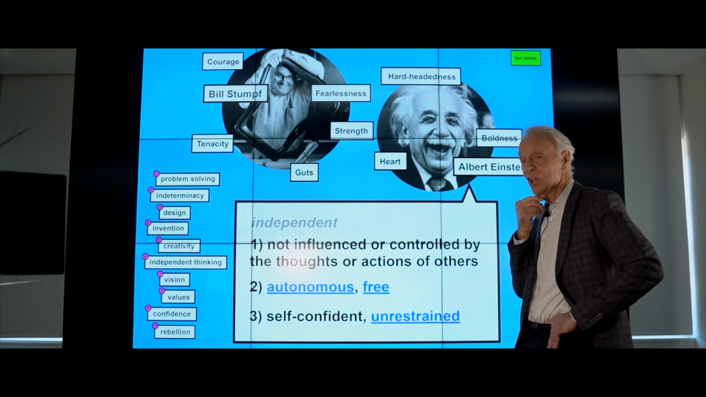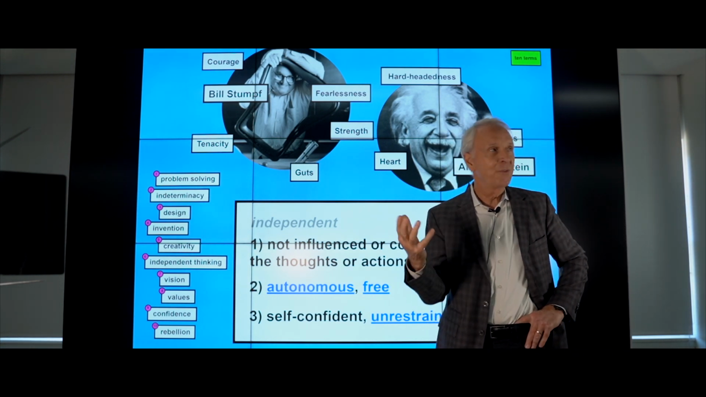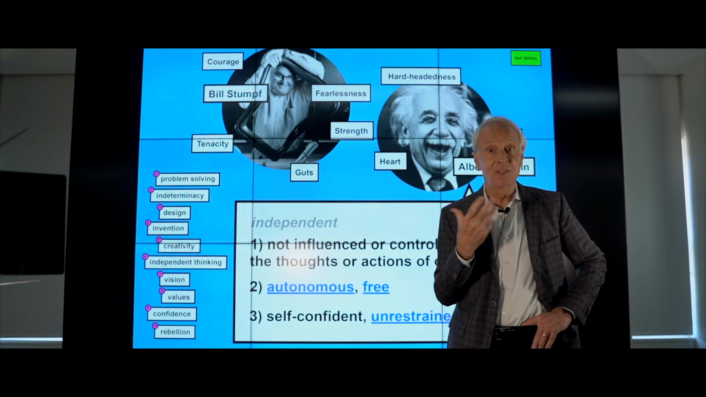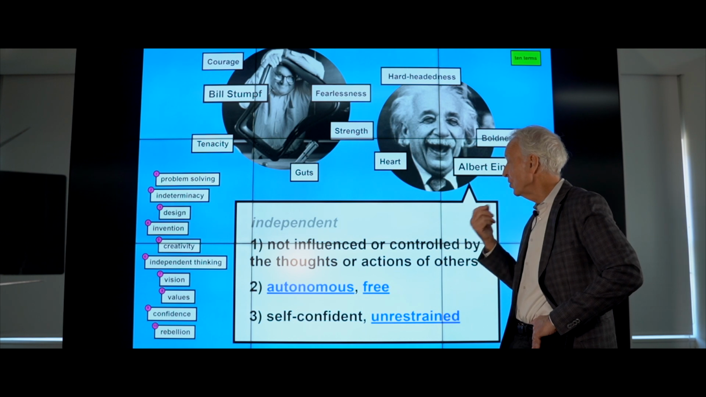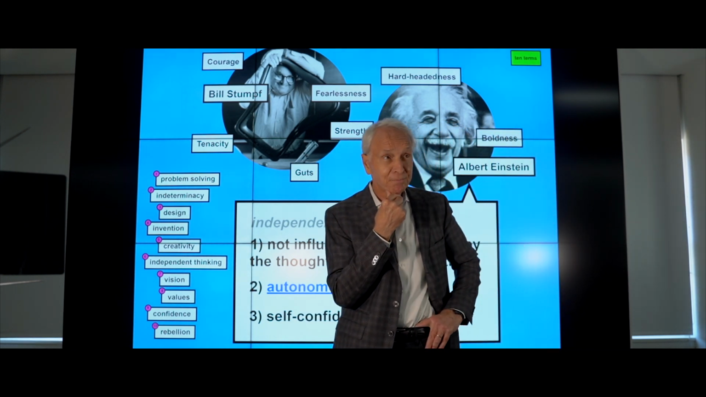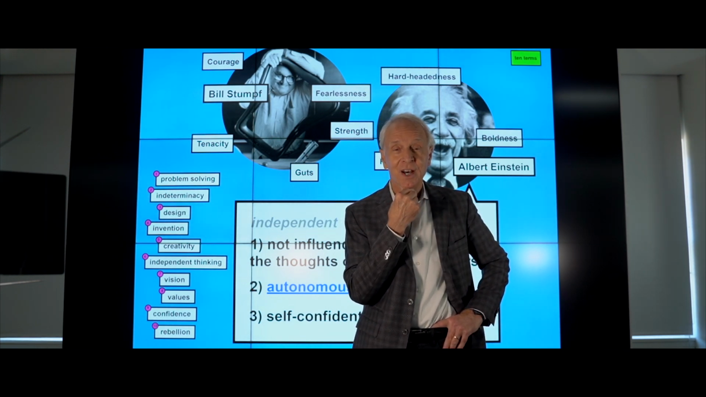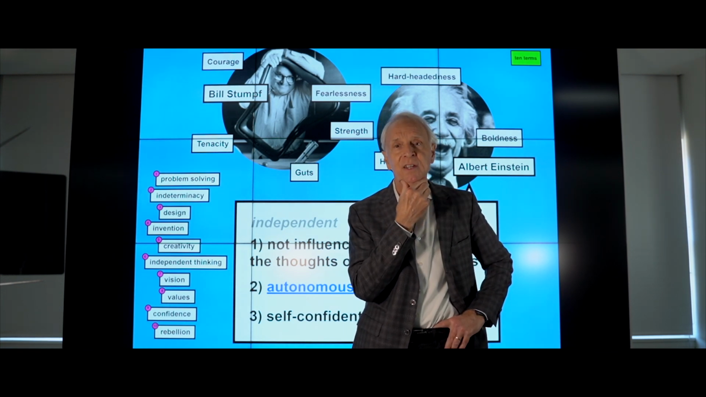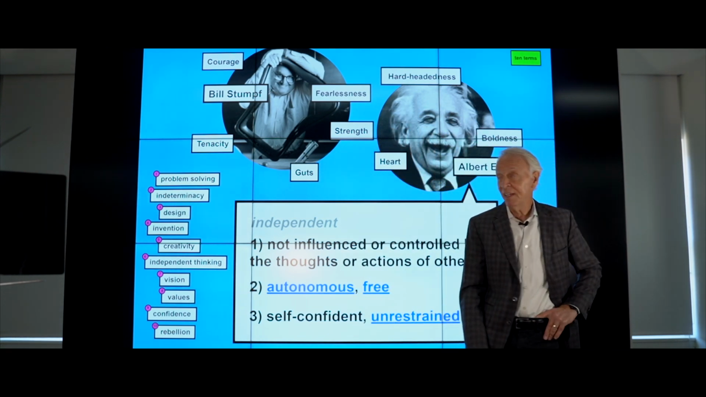Second definition, autonomous or free. Can you really operate on your own, free of other people and their ideas and their judgments that they might exert on what you're doing? The third definition is self-confident or unrestrained. It takes a certain amount of chutzpah, confidence in yourself, to step out there and maybe get criticism or disapproval from people who you love or you respect. But that's a part of being independent and a part of independent thinking.